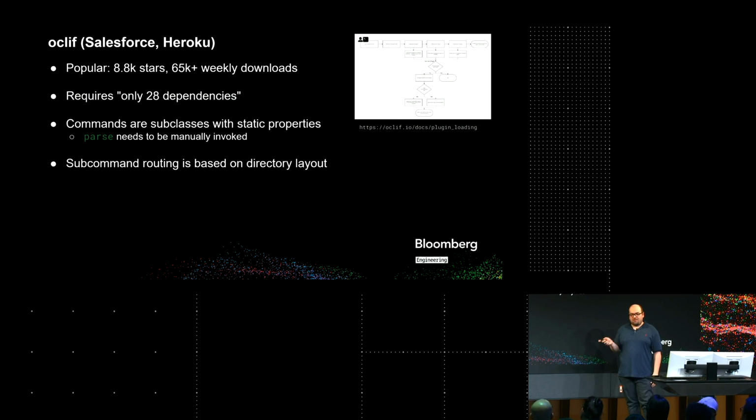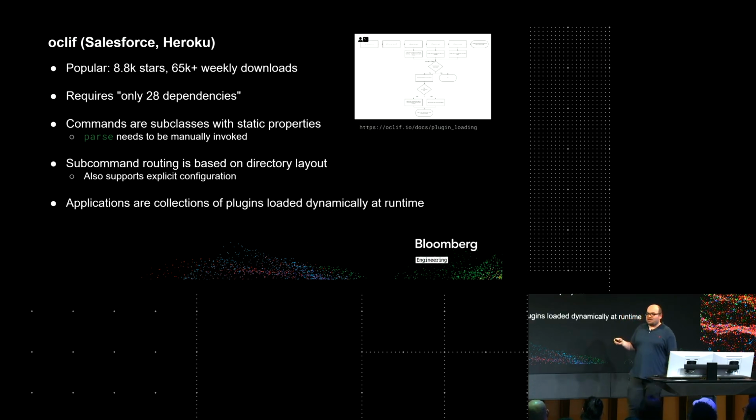And the subcommand routing is based on the directory layout of the files where you have these classes, which sounds interesting, but it also means that now you have a dependency on your file system. How you've laid out these files is how this thing runs, which sounds useful, but it now means that your file system is a runtime dependency. It does also support explicit configuration of saying this is how things are set up, but the directory layout is kind of the one that they recommend.